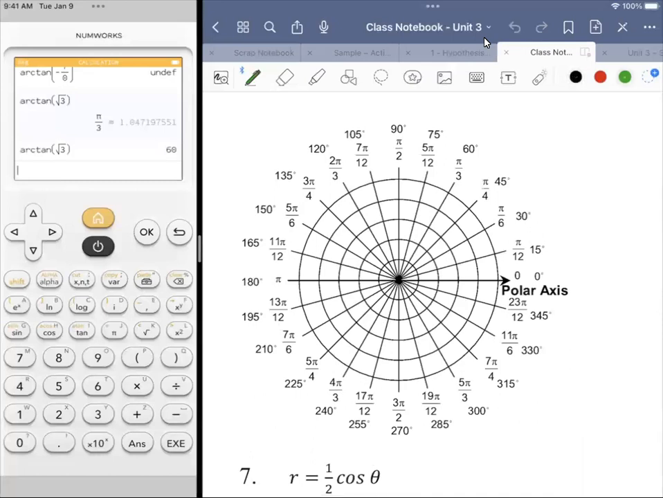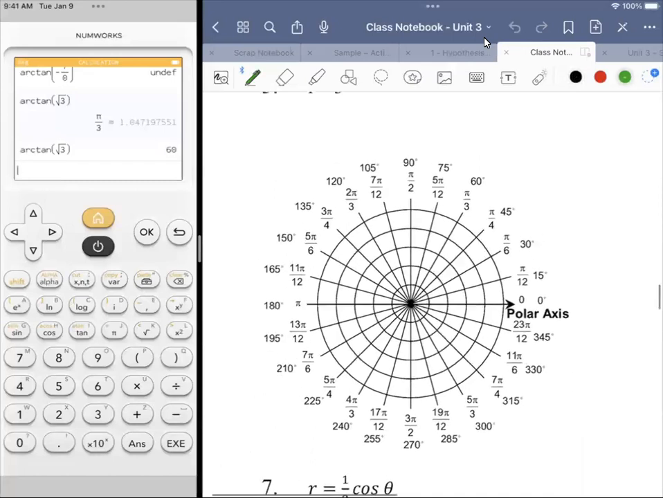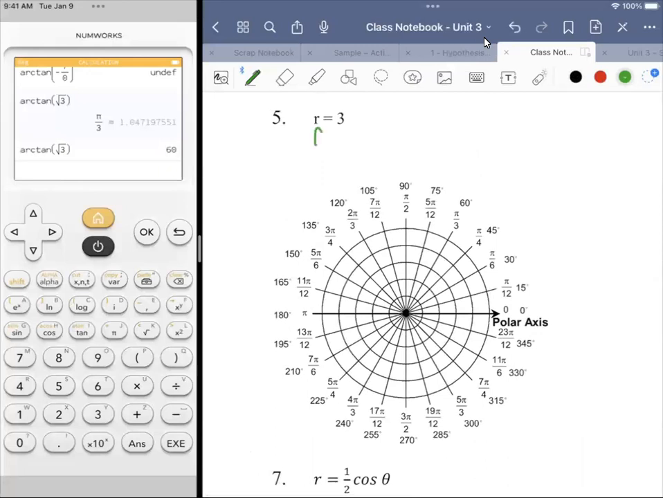If I want to plot R equals 3, that means it doesn't matter what theta is. So I'll say for all theta, R is always going to be equal to 3. If theta is 0 degrees, I'd go 1, 2, 3 steps in the direction of 0. If it's 15 degrees, 3 steps in the direction of 15. If it's 16 degrees, if it's 35 degrees, and so on. Doesn't matter where you go, you're always going to end up on that third ring.